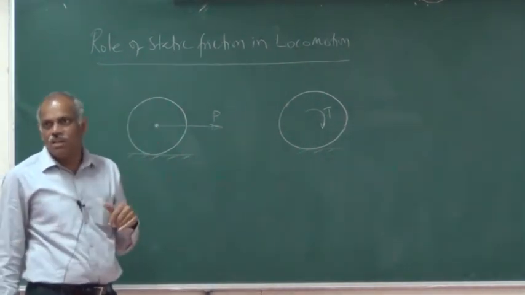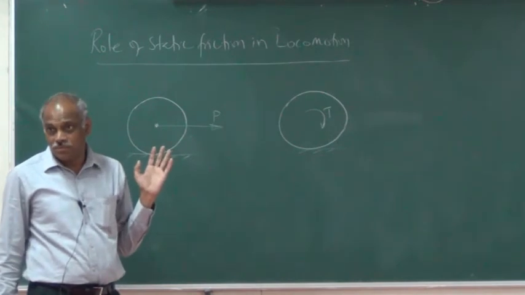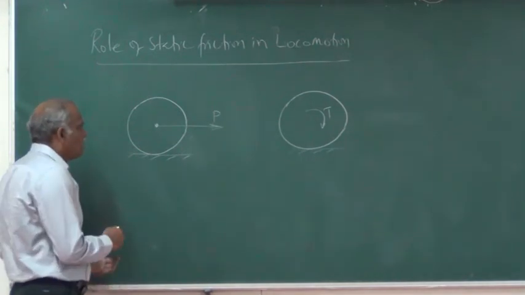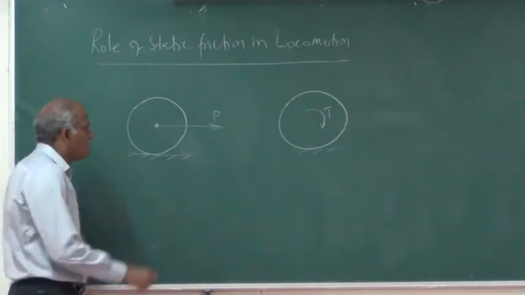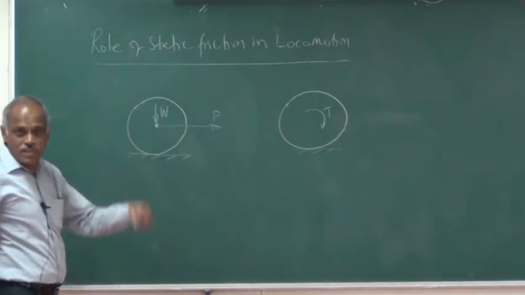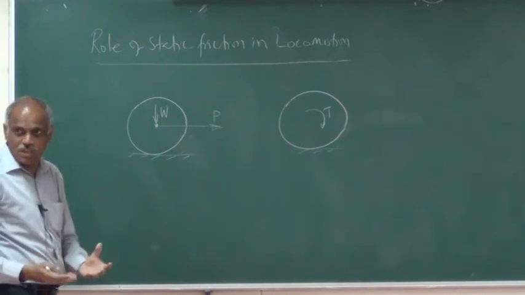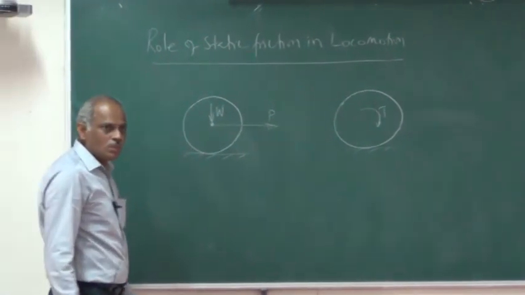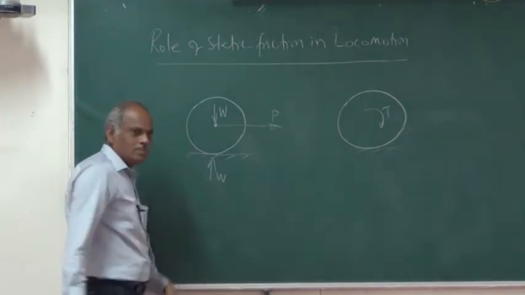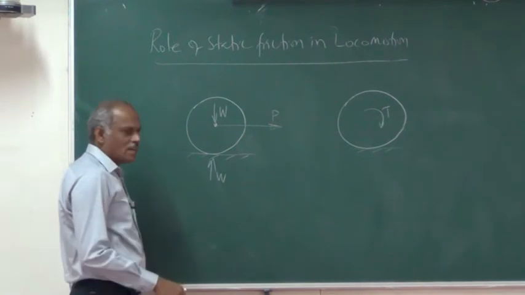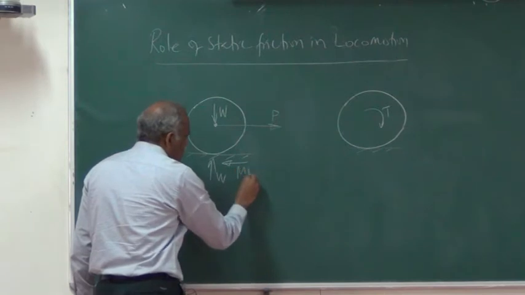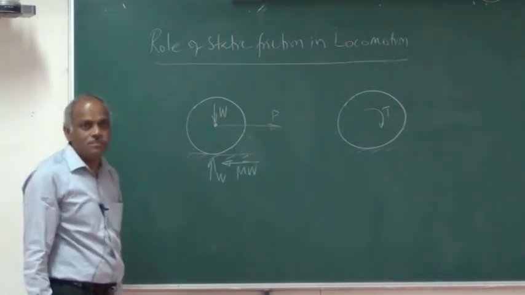So how the static friction helps in locomotion, that is the topic to be discussed here. If you think of force P here and the weight of the wheel, that includes the weight of the wheel and the passenger or whoever is sitting on it, which is transmitted here, you will have a normal reaction here that is equal to W. And this wheel tends to go like this, so the static friction is mu times W, acting here.